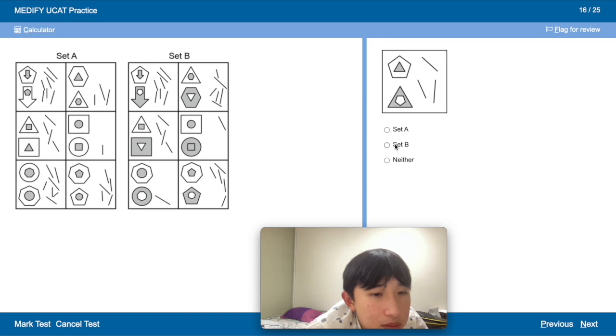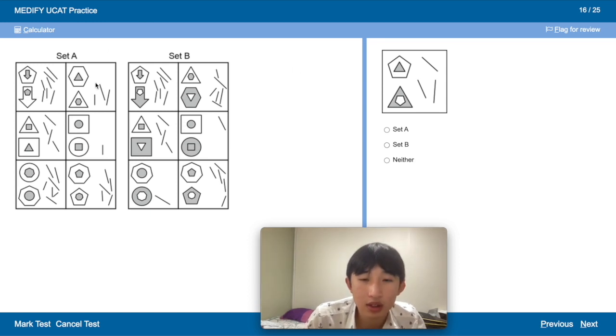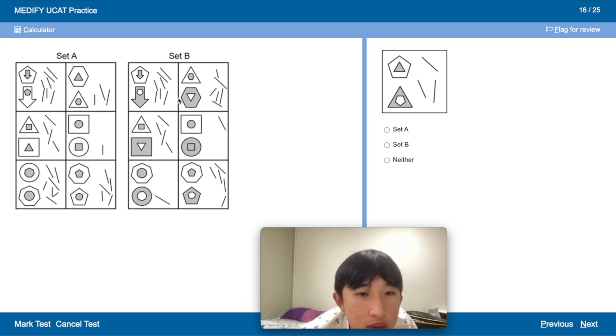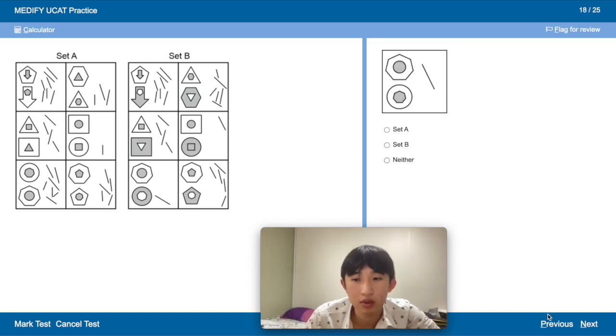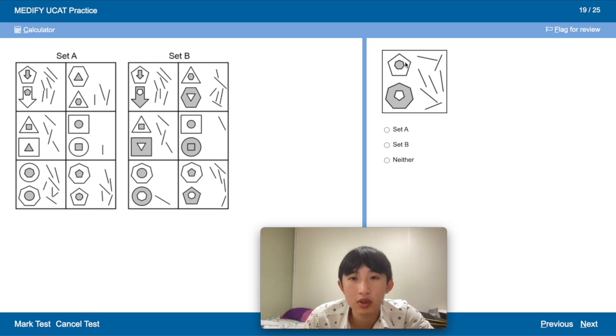Oh, that's easy. The number of lines is the number of sides on the top shape. And here, number of lines is equal to the top shape as well. Whereas the top shape equals the bottom shape, but it is shaded. Yeah. Set B. One that's non-shaded, so set A. 2, 3, 4, 5, 6, 7. Yep, shaded, set B. 1, 2, 3. That's wrong, so neither.